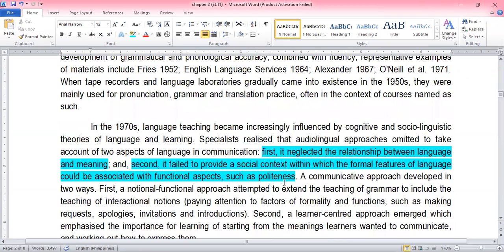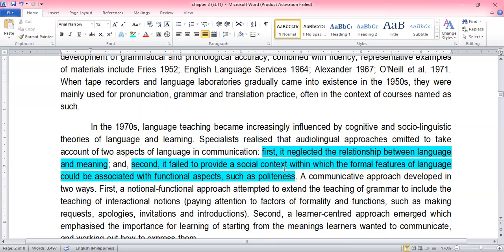Okay? Pero in the 1970s, language teaching became increasingly influenced by cognitive and social-linguistic theories of language and learning. Ayan. Sa audiolingualism kasi, pag nagpaparinig ka ng mga like tape recordings or audio sa mga estudyante mo, medyo limited yung context nila. Kasi yun lang yung napapakinggan nila. Doon lang din limitado yung kanilang learning when it comes to the second language they want to acquire. So now, in the 1970s, through more research, instead of believing in a behavioral aspect, they try to look on the cognitive and social linguistic aspects na.